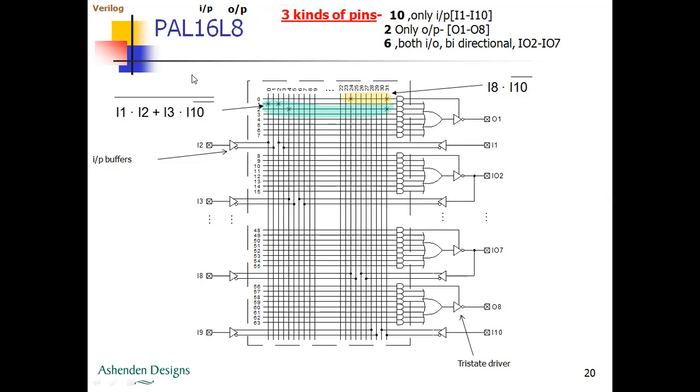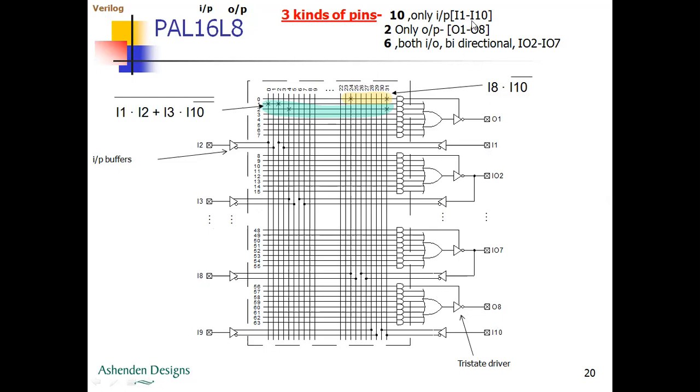As you can find here, we have some information regarding the number of pins used and the kinds of pins. So what you can see in this architecture of the PAL 16L8 is that we have 10 lines which can act only as input lines, and those lines are I1 to I10. As you can see, I1 is here, I2 is here, I3 is here, and up to I4, I5, I6, I8, I9, and I10.